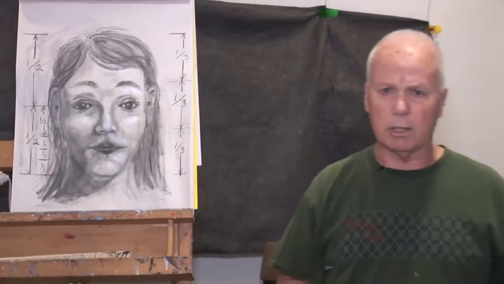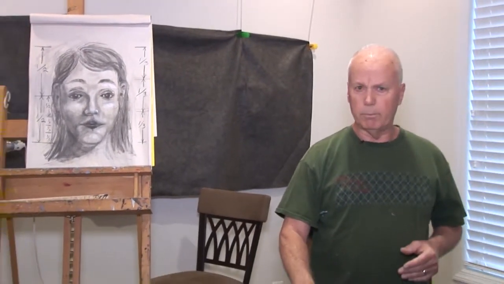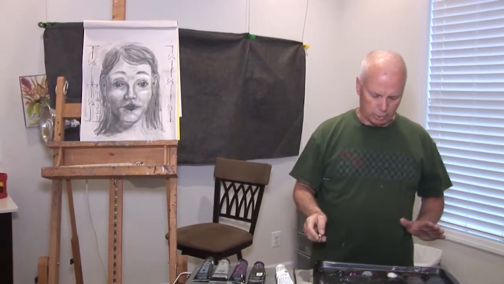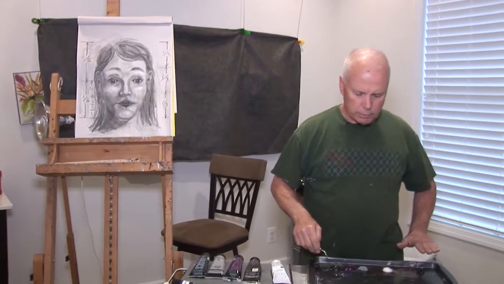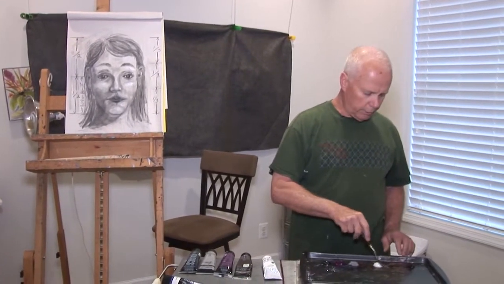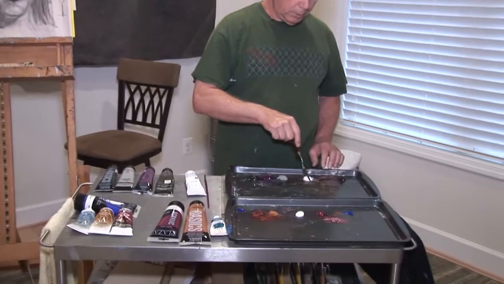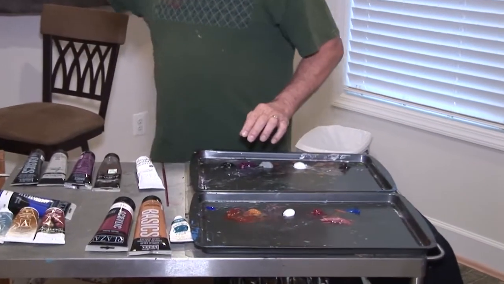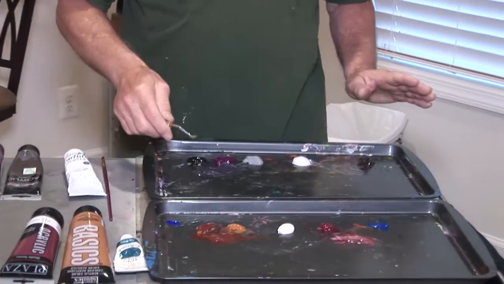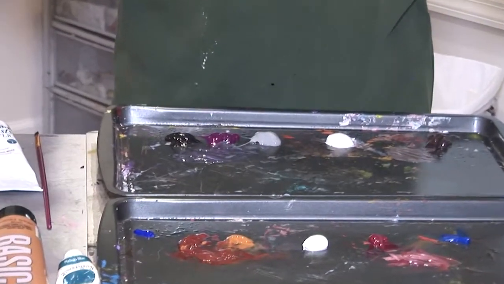Now let's talk about colors that we're going to use in our palette for making flesh tones. I've got some background colors over here. I may start on this one with a simple burnt umber and white to map out a face like this with shadows. We'll do our light map, lights and darks.